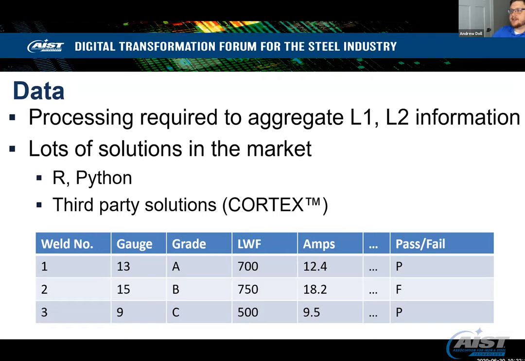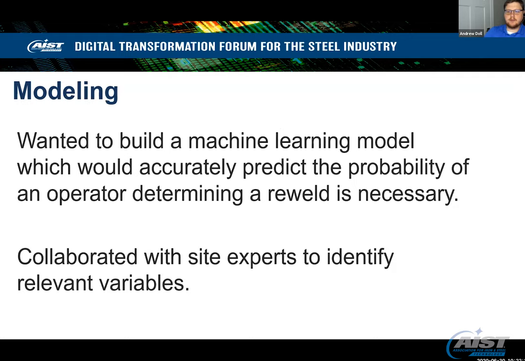So now that we had our data, we wanted to build a machine learning model which could accurately predict the probability of an operator determining a re-weld is necessary. So recall how the operator, it's really their judgment call when they look at a weld and how it failed in the bulge test. And it was up to them to determine whether or not they were going to allow that weld forward in the process versus re-welding it. So we collaborated with site experts to identify relevant variables with the Taylor Winfield welder, gathered that data, aggregated it like I just mentioned, and began modeling.